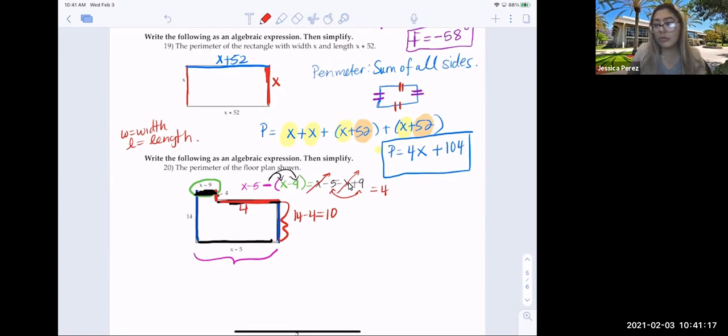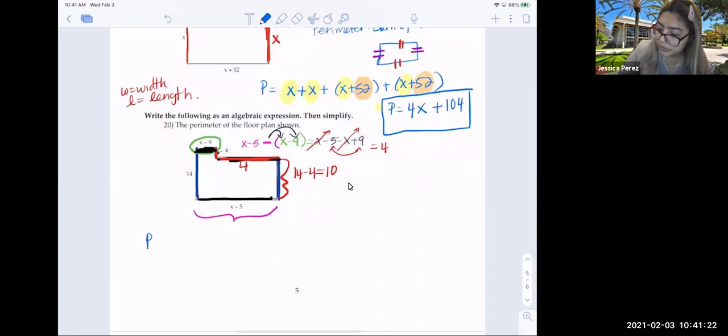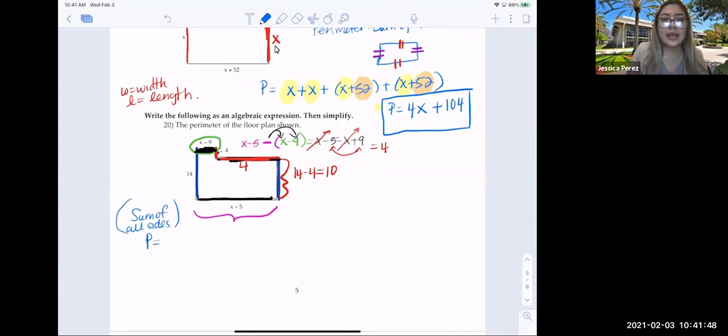So when we're looking for the perimeter, it will be the sum of all sides. Remember, that's the definition of a perimeter. We have to add all of them. Serena, did you see your mistake on the X right there? Yes. Okay, great. So it's important you be careful with that minus.